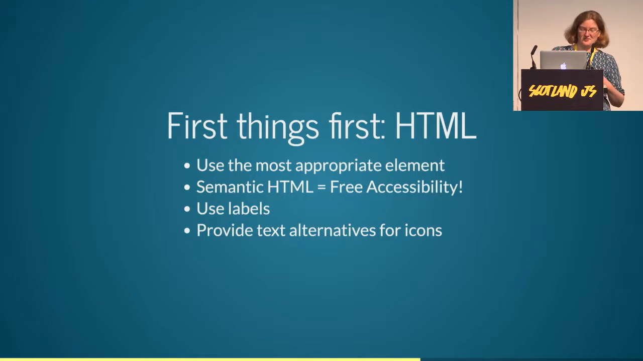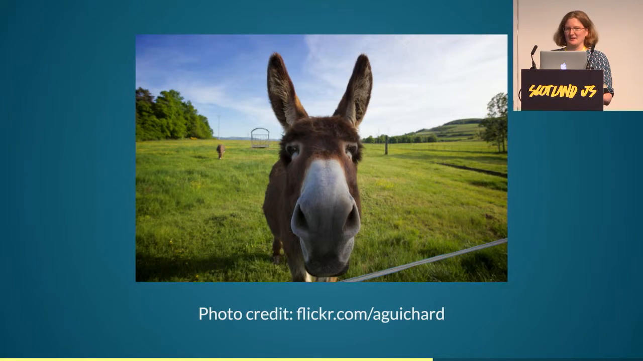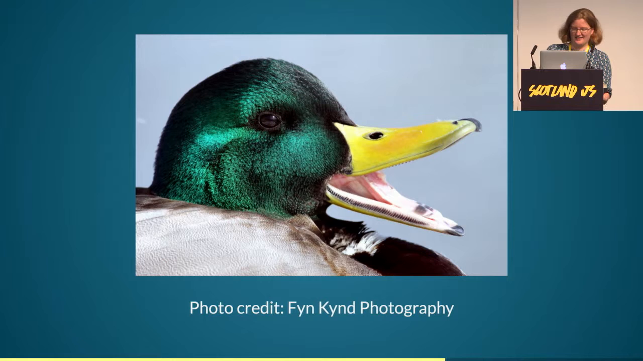So, first things first, rules. You should always try and fix things in HTML first. Use the most appropriate element. Semantic HTML gives you free accessibility. All standard HTML elements generally have excellent support in browsers and are going to give you much better results than making things up, trying to fill in the blanks yourself. Use labels so you know what things are, and provide text alternatives for icons. So, in summary, if you want to make something that quacks, you probably don't want to start off with a donkey. You're much better off using a duck, because it'll probably do a better job of the flying and everything as well.